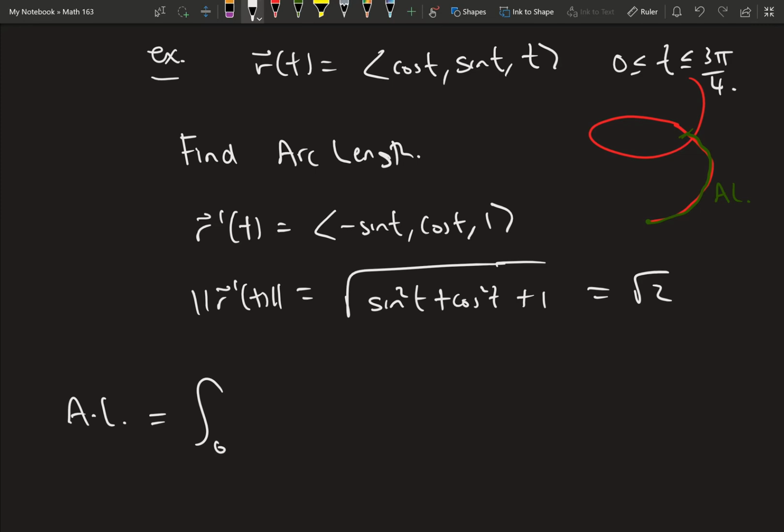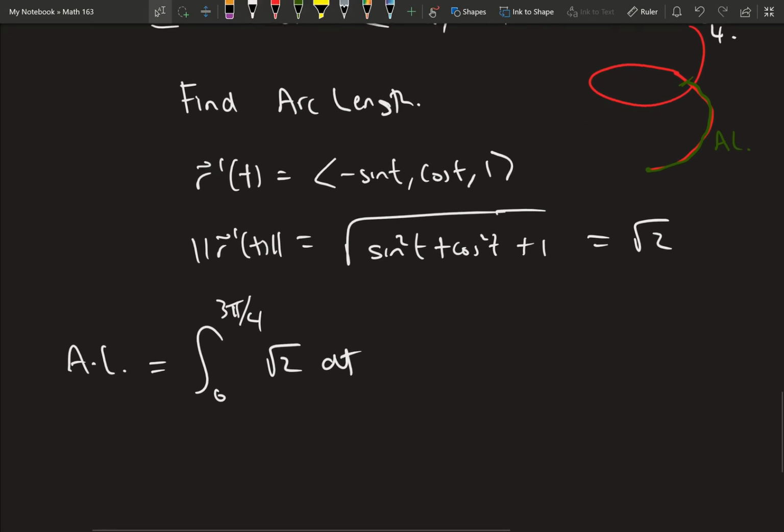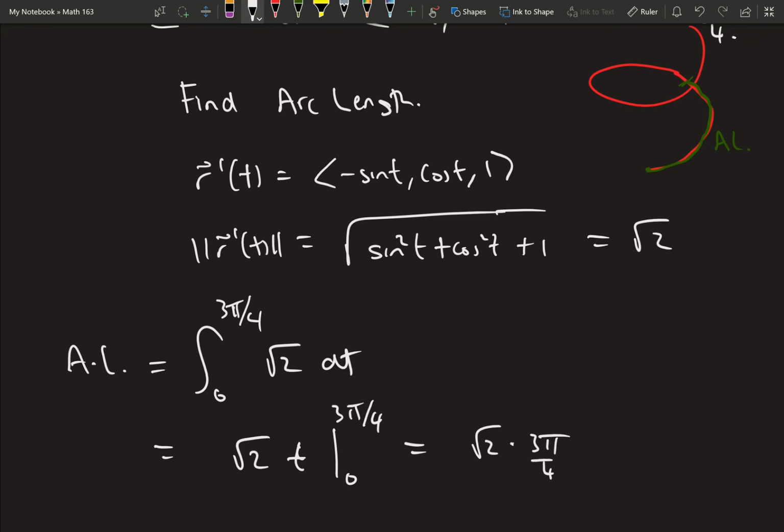So this is equal to the integral from 0 to 3 pi over 4 of the square root of 2 dt. And so this is just the square root of 2 times t, evaluated from 0 to 3 pi over 4. And this is square root of 2 times 3 pi over 4.